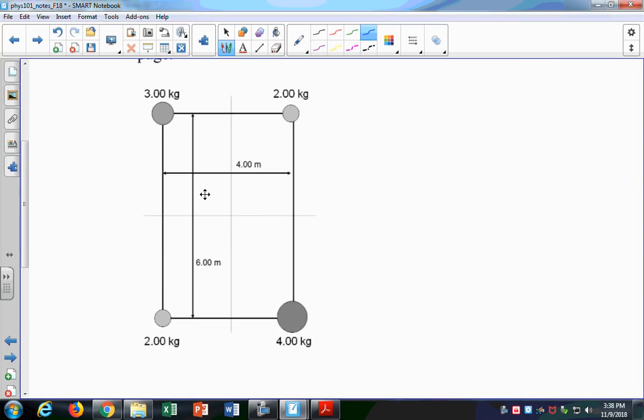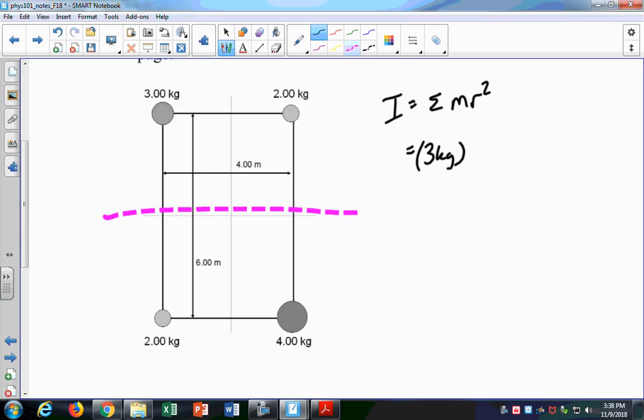I can calculate the moment of inertia for a rotation axis that's there. And that moment of inertia, remember, I is the sum of mr squared. That's going to be 3 kilograms times 3 meters squared. So what I've done is I've taken this mass and multiplied it times this distance. This total distance is 6 meters, so I know this is 3 meters.